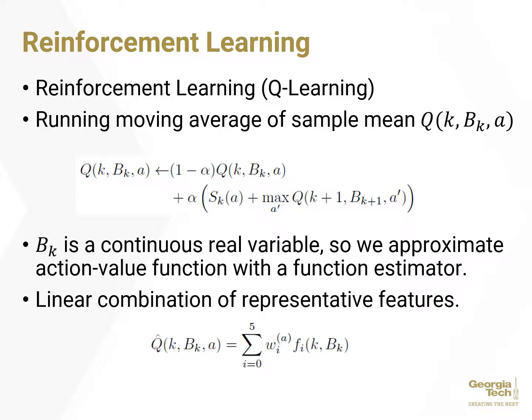The battery level is a continuous variable, therefore the number of states is infinite. To account for this issue, we approximate Q with a function estimator that is a linear combination of representative features. Q can be approximated by the following form shown in the presentation.